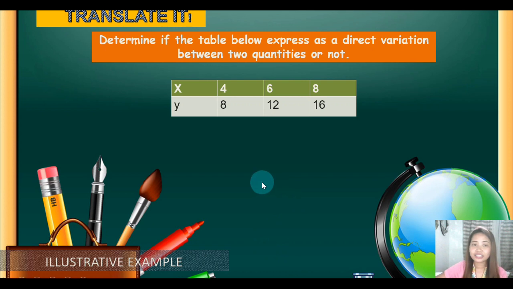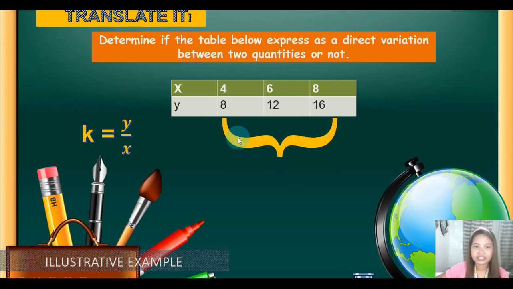So now let us determine if the table below expresses a direct variation between two quantities or not. Remember our formula for finding the value of k: k is equal to y over x. As you can see in the values of x and y, you will notice that all the numbers are increasing. Now let us determine whether the given values are a direct variation. You substitute the value of y and the value of x into the formula.